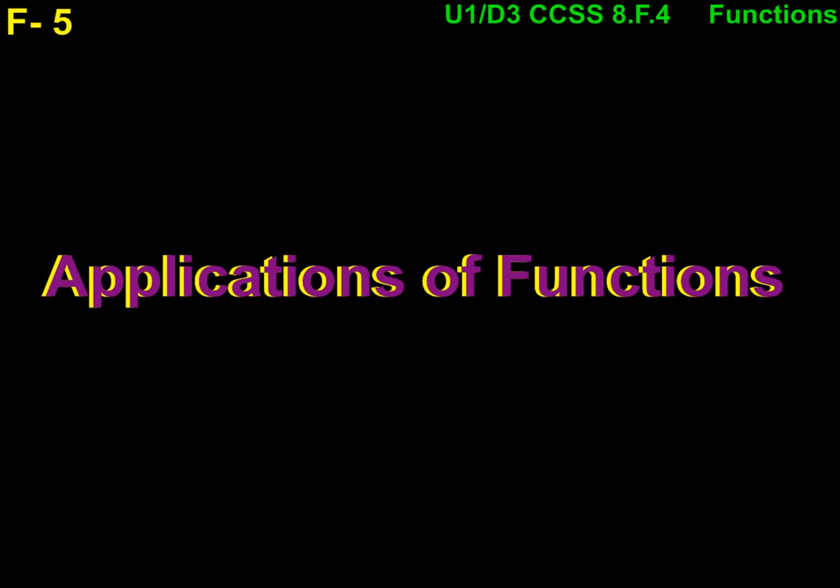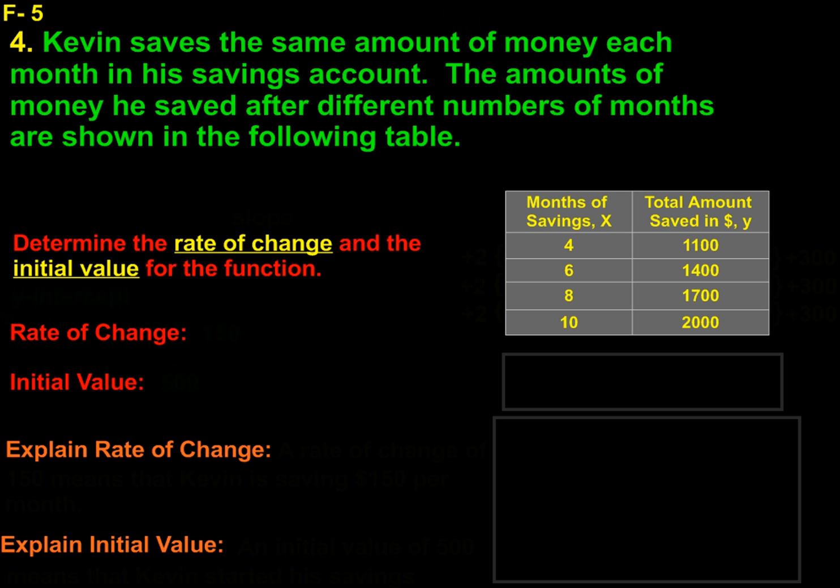Tonight's homework is F5, Applications of Functions. We'll start by taking a look at question number 4. It says Kevin saves the same amount of money each month in his savings account. The amounts of money he saved after different numbers of months are shown in the following table. And we're going to need to determine the rate of change and the initial value for this function.